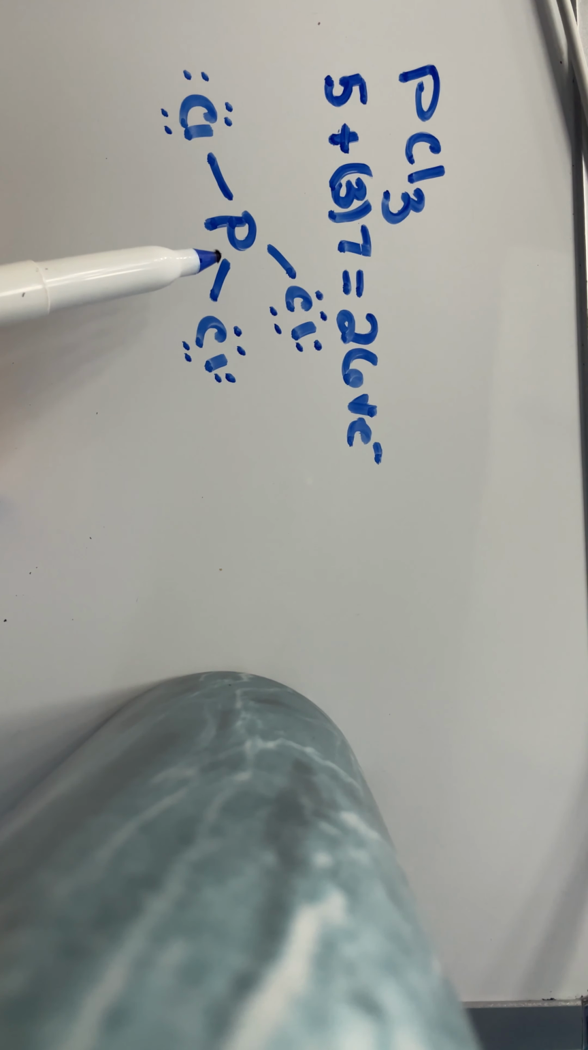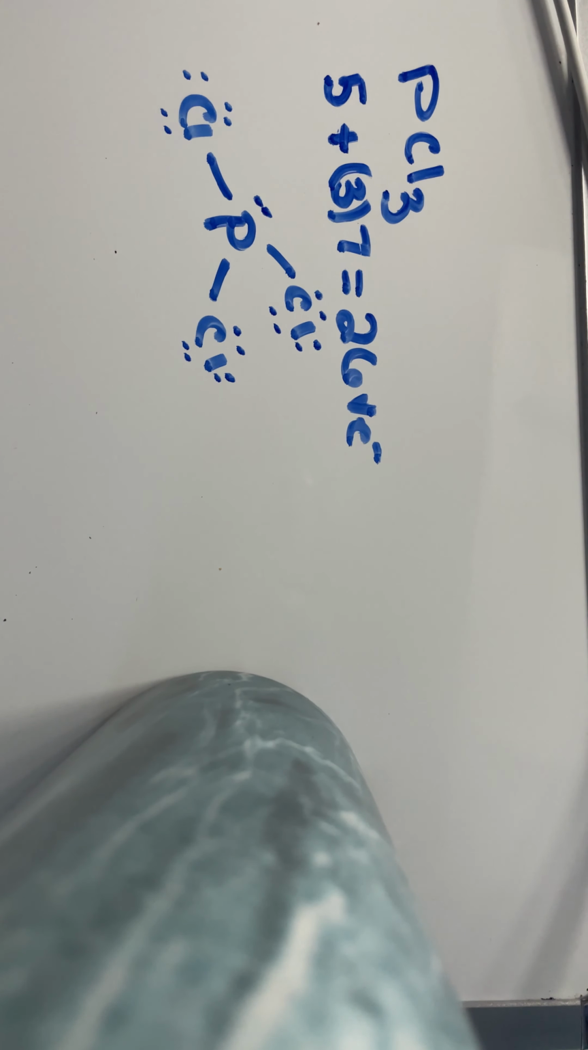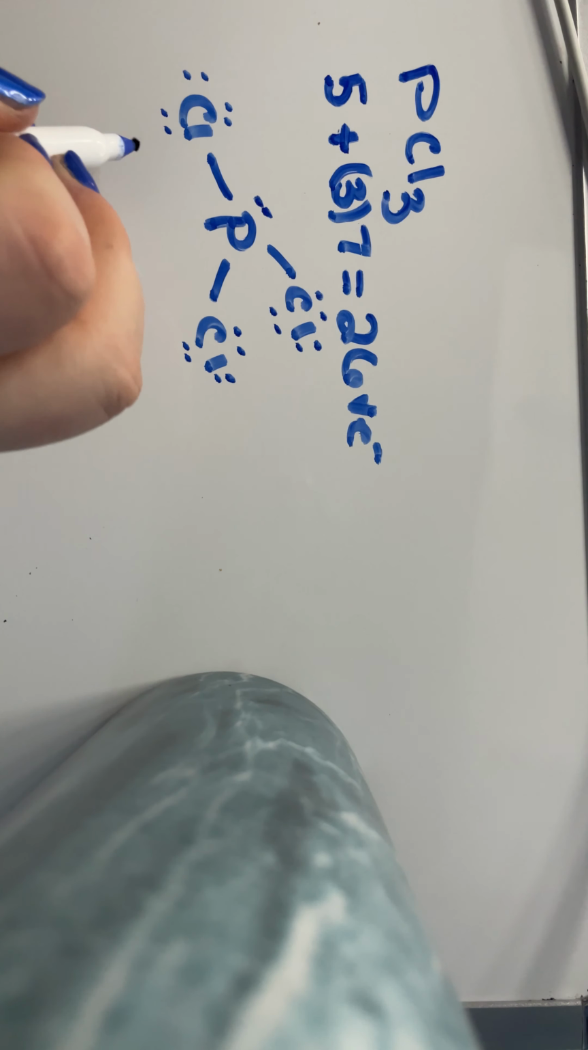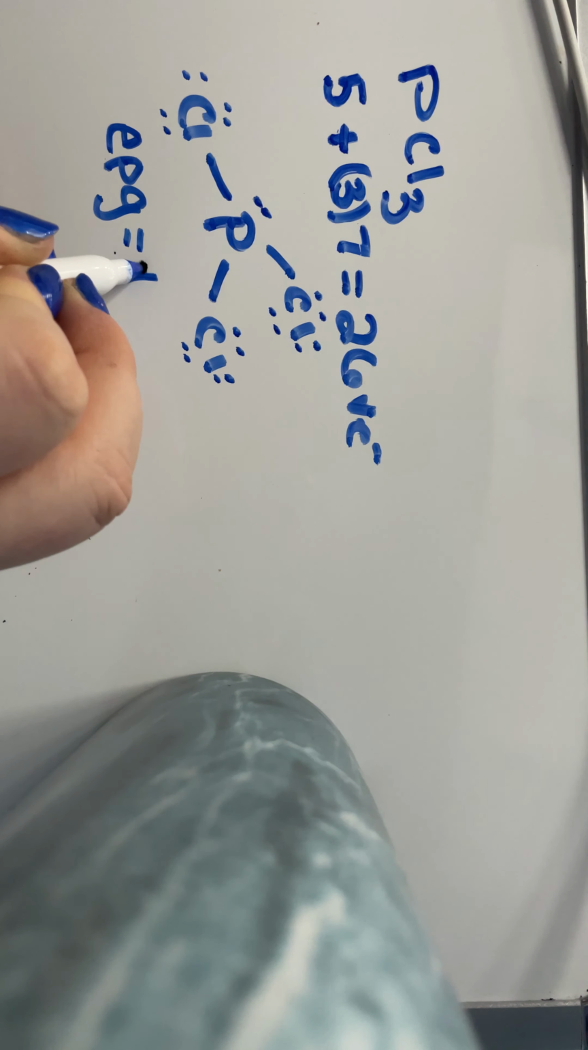That was 18 around plus 6, that gives us 24 valence electrons. Now we need to add 2 more valence electrons on our central atom, phosphorus. Because we have a lone pair of electrons on our central atom, we know that the electron pair geometry and the shape are going to be different. So the electron pair geometry is going to be tetrahedral.